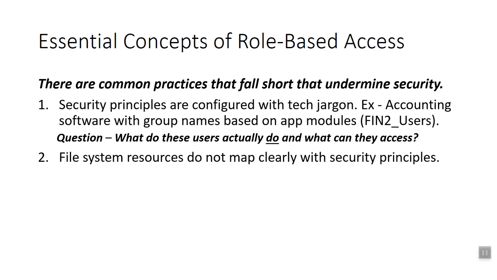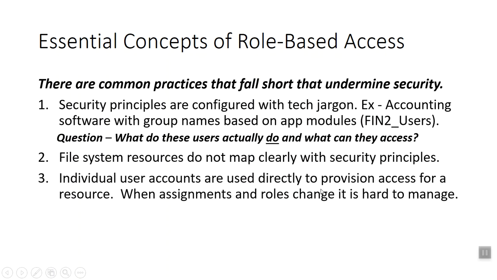Another problem that's a common practice that falls short and undermines security is that file system resources do not map clearly with security principles. So the second module may have a directory that has nothing to do with fin2 users. It could be some subdirectory that doesn't really track with this, and that becomes confusing.